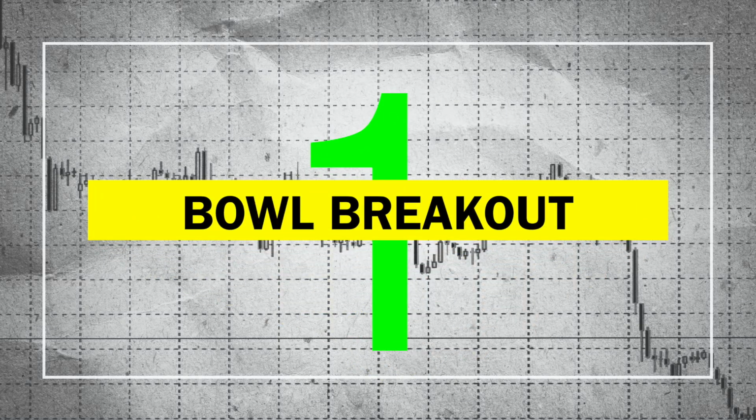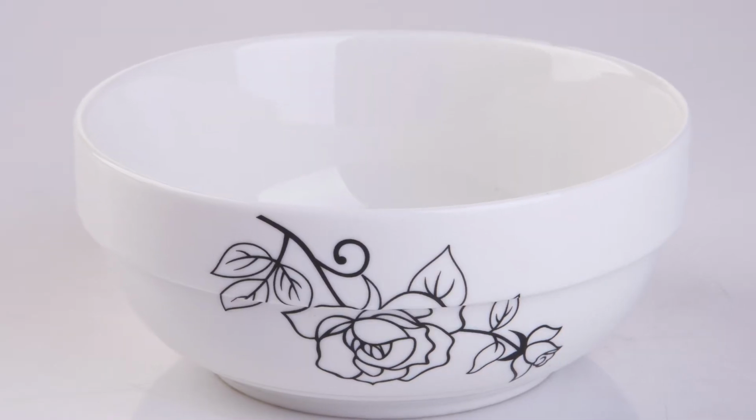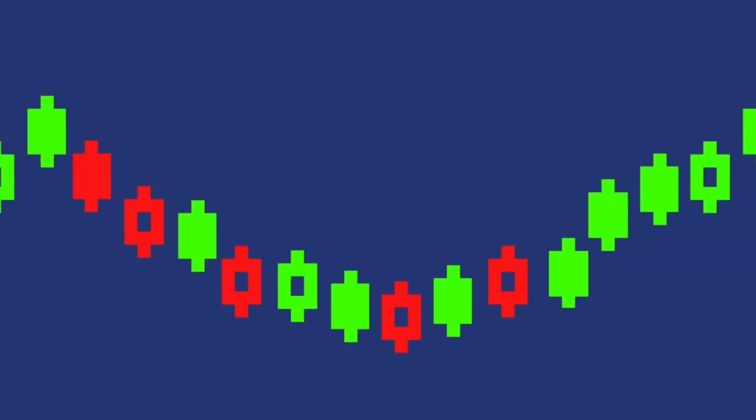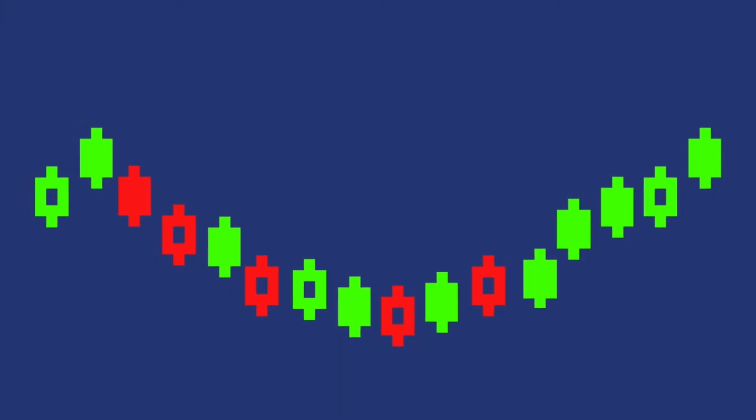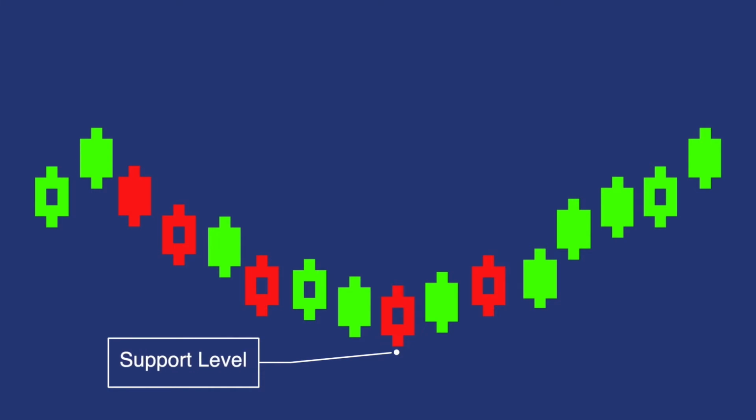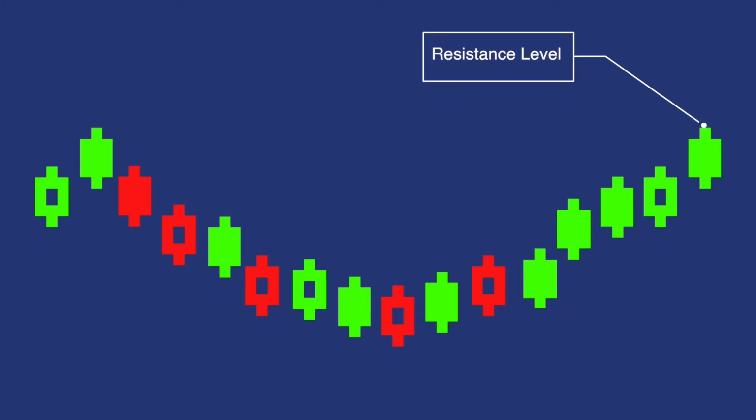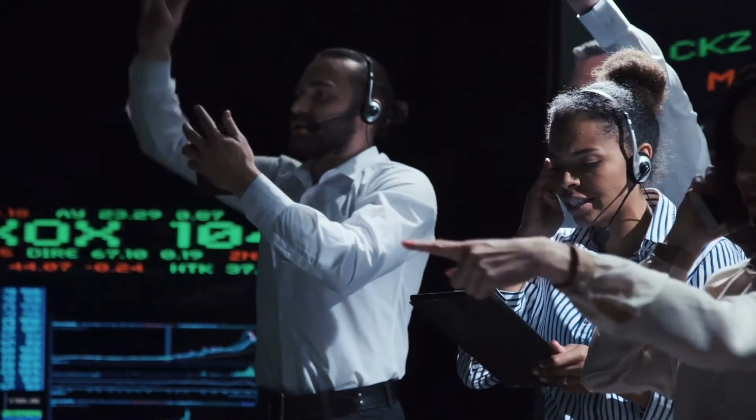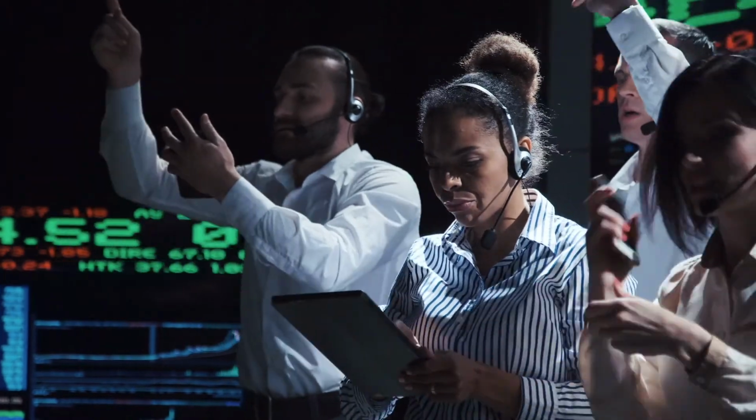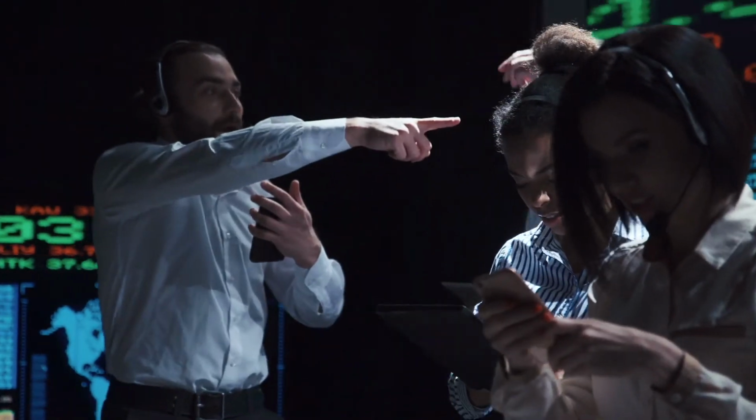Bowl breakout. The name of the breakout is pretty self-explanatory, meaning the stock price movement would form a bowl shape, just like how the picture looks here. There would be a slight downtrend, and once it touches the support level, the price starts to go up again to the initial point of the bowl, which is the resistance level. Therefore, we would like to catch the bowl breakout by finding that breakthrough of the resistance level in this bowl formation.